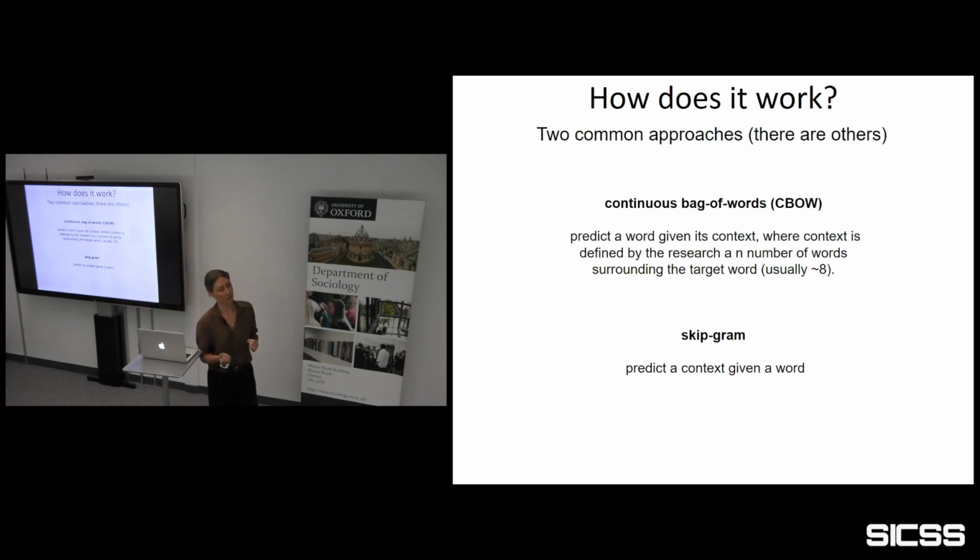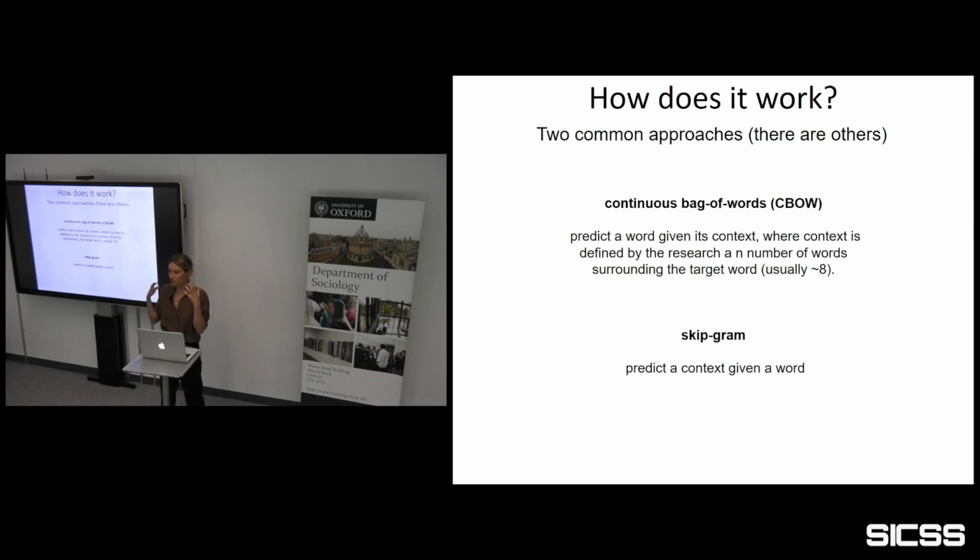Stop me if I'm getting ahead or you miss something that doesn't make sense, okay? But let's say we have a given text. The continuous bag of words would slowly read in that text, and for each word, it would try and predict that word given the context that the word appears in.